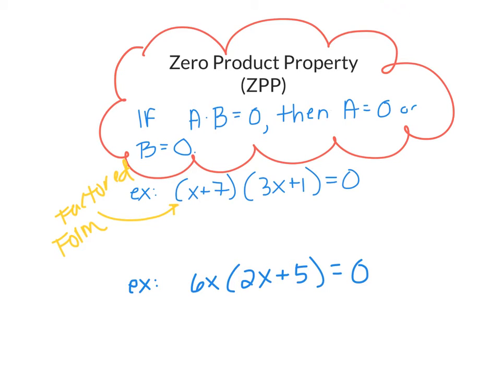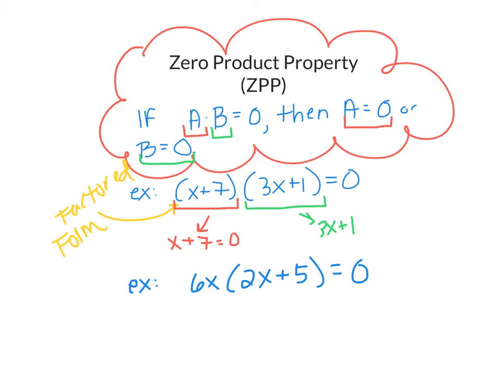And if we're going to look at this as A times B, we have one thing times another thing. So the zero product property says that if one thing times another thing equals 0, then either the first thing is 0 or the second thing is 0. So it's going to almost look like our absolute value equations, where we're going to say either x plus 7 equals 0, the first thing, or 3x plus 1 equals 0. So either A equals 0 or B equals 0.